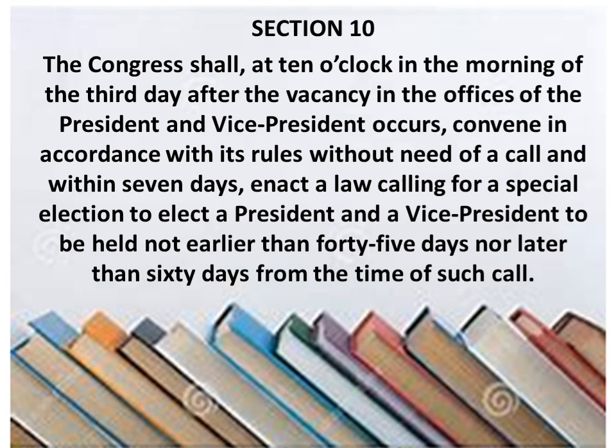Section 10. The Congress shall, at 10 o'clock in the morning of the third day after the vacancy in the offices of the President and the Vice President occurs, convene in accordance with its rules without need of a call and, within 7 days, enact a law calling for a special election to elect a President and a Vice President, to be held not earlier than 45 days nor later than 60 days from the time of such call.